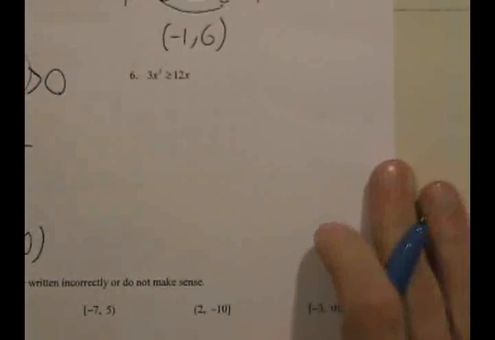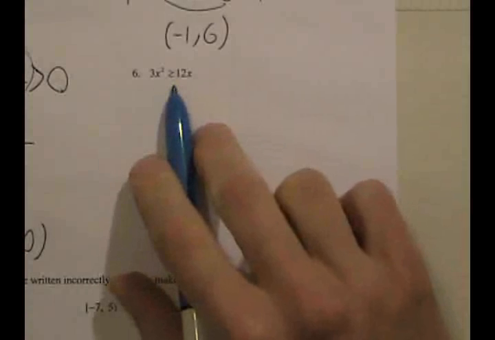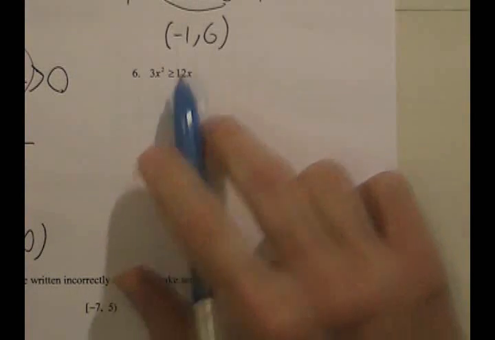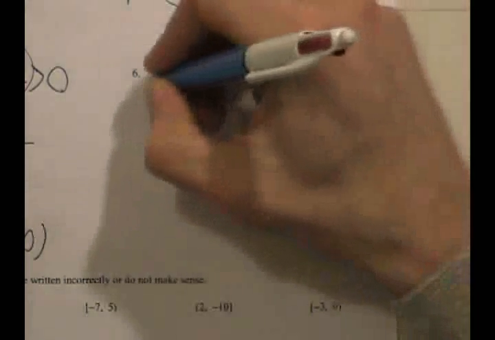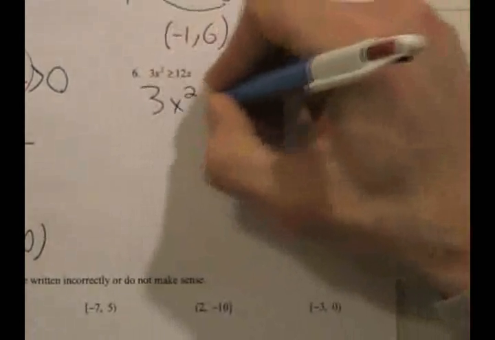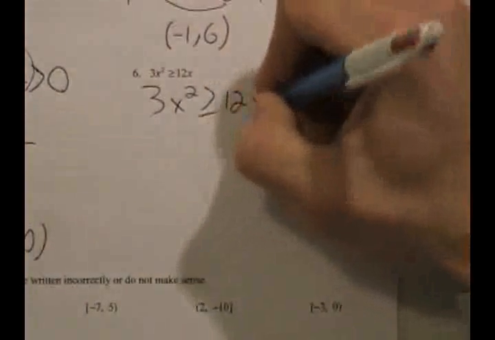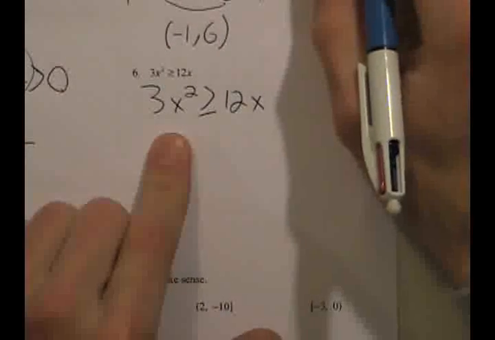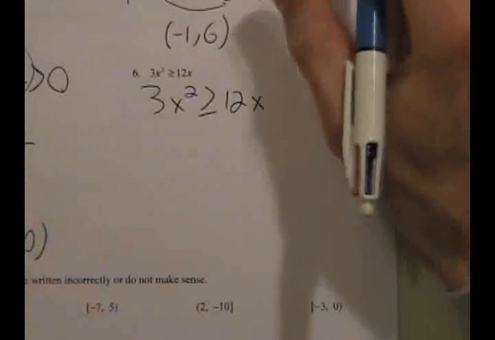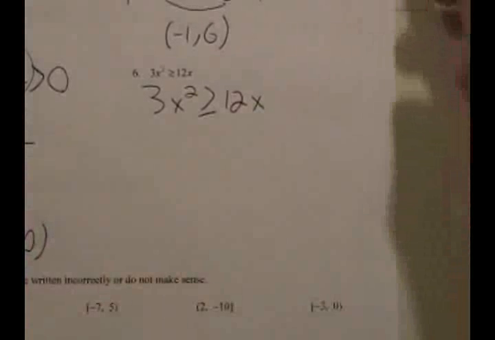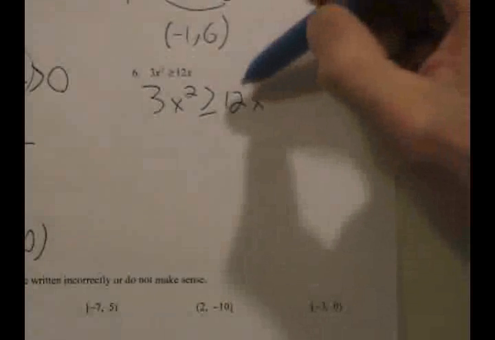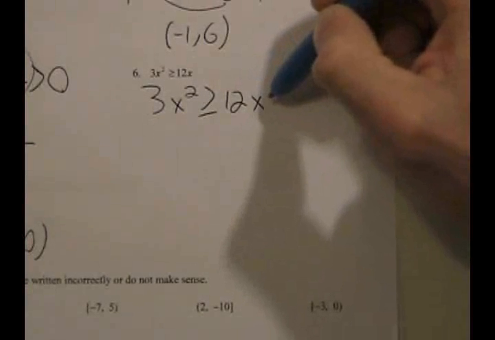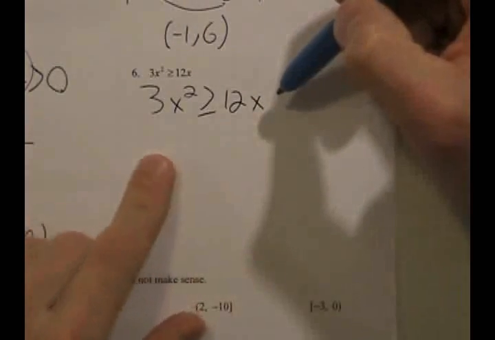Number 6. 3x squared is greater than or equal to 12x. Well, I'll draw this out. So 3x squared greater than or equal to 12x. One thing to never do is to divide out an x from both sides of the equation. Never divide out an x, because you'll lose a solution if you do it that way. Be safe with variables. Just use addition and subtraction.